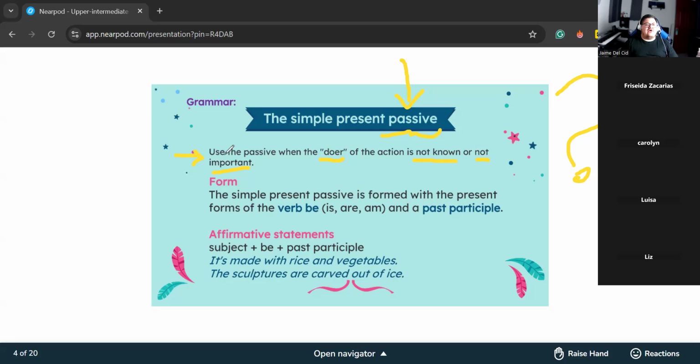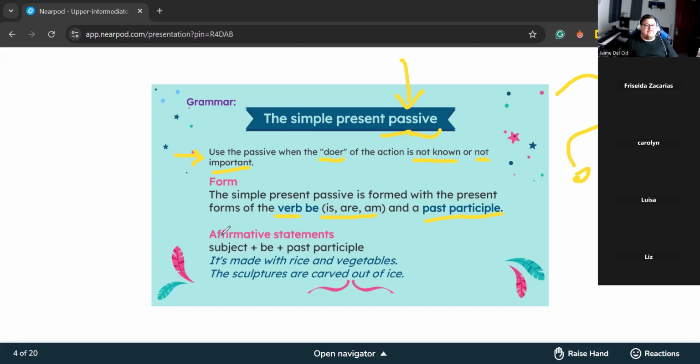Okay, so how is this formed? I'm going to give you some ideas on the structure on how to form these sentences. These are almost identical to the past passive, the sentences that we learned how to build when we were in intermediate three. The difference is, of course, this is the simple present. So we're not going to use past verbs. We're going to use present verbs as the verb be. So the simple present passive is formed with the present form of the verb be, that means is, are, or am, and the past participle.